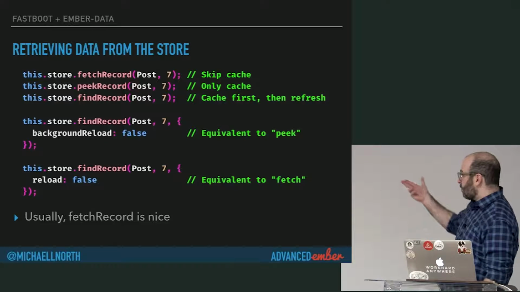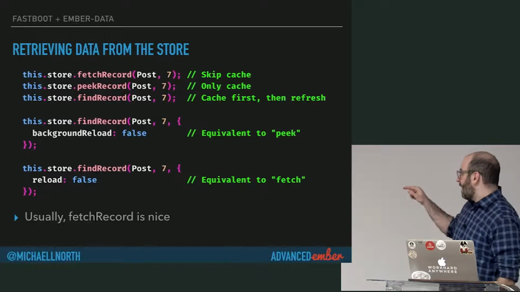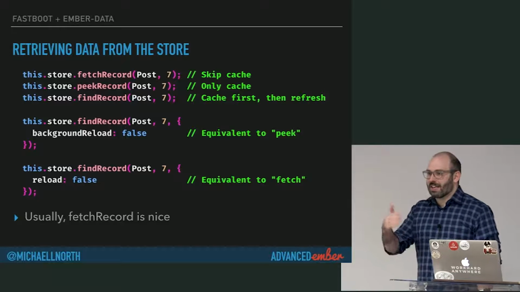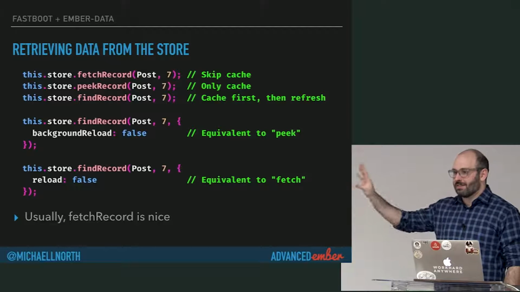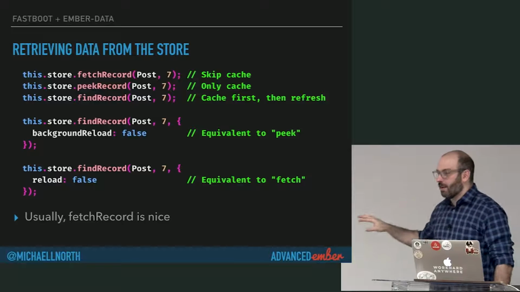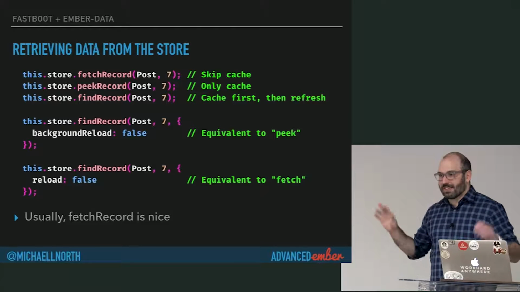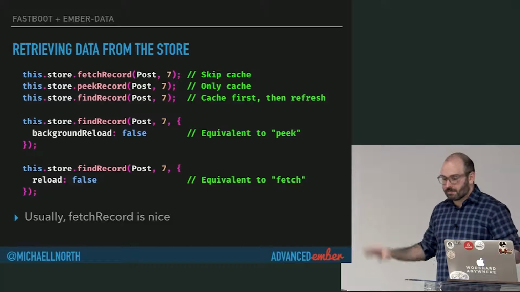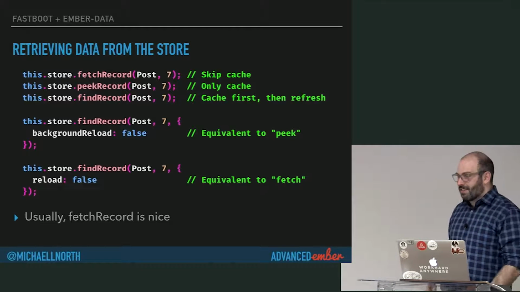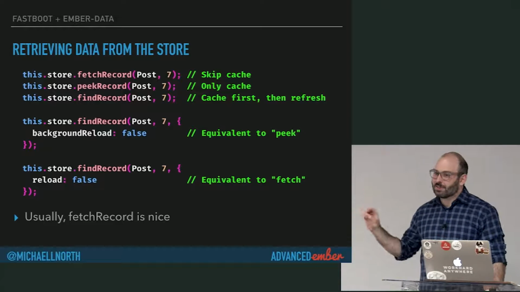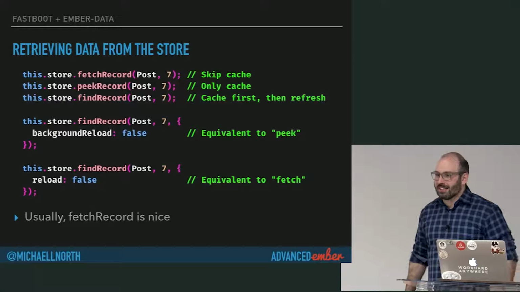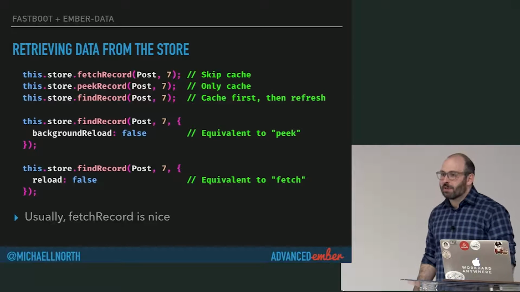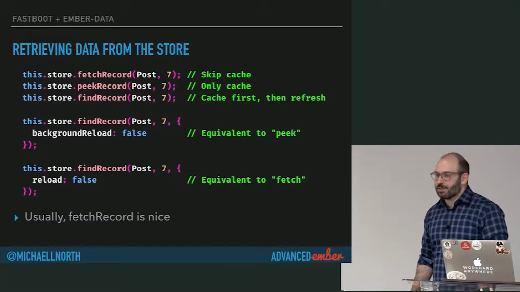So you can disable background reloading, or you can force skipping the cache. Basically, if you say reload true, you're saying no matter what, I want new data here. And if you say background reload false, that will essentially mean give me cache data or give me nothing. So understanding this and using Ember Data Fastboot is part of the path to making it so that you're as light on your API as you can be, while still being completely up to date with the data that you need to show on the screen.